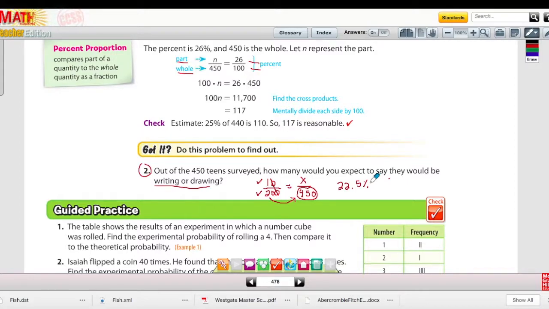Theoretical and experimental probability are pretty straightforward. Please let me know if you have any questions.